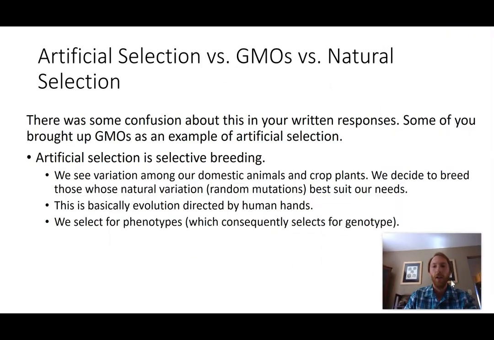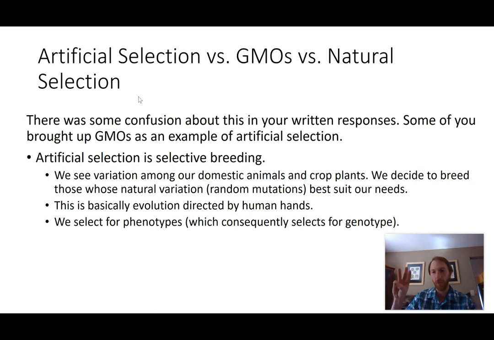Okay. Another thing that cropped up was some confusion about artificial selection, GMOs, and natural selection. Those are three distinct things. This came out in one of the quiz questions. Artificial selection is basically selective breeding. In fact, it's not basically selective breeding, it is selective breeding.